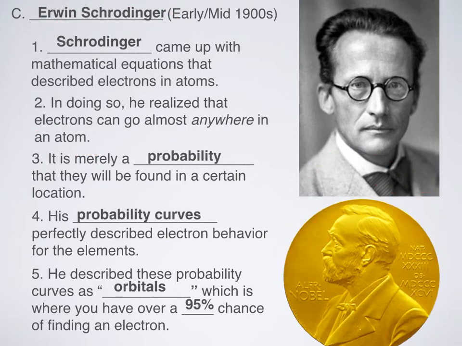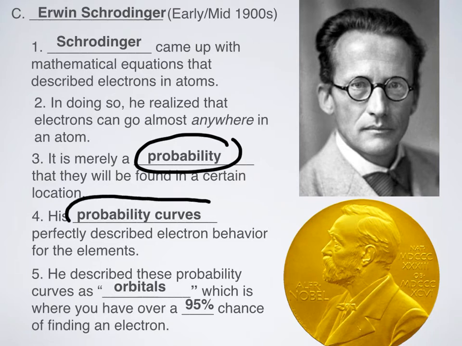So what he said is it's merely a probability that you can find an electron in a certain location. So rather than knowing that it's moving in a circle or something, we just have probability. And so he really was heavy-handed with the math here, and he used probability curves to figure out how electrons move and how they behave. And his probability curves perfectly describe electron behavior, and not just for hydrogen, but for other elements as well. And so he was way more successful than Bohr was, and yes, he won his Nobel Prize for this.